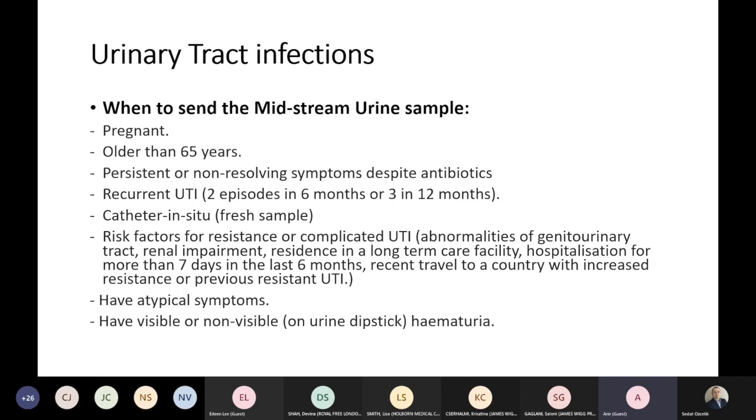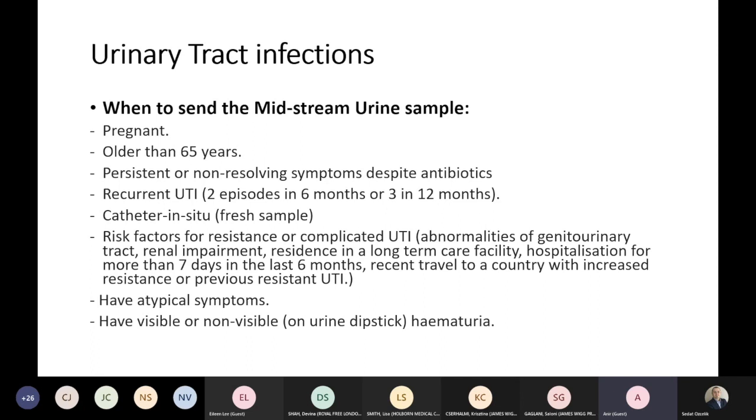Remember, we cannot rely on urine dipsticks in the population above the age of 65. So in this situation, we may want to just send off a midstream urine. We want to send it off in pregnant women, specifically, because sometimes they may not have symptoms, and we need to check for something called asymptomatic bacteriuria, which I'll talk about on the next slide.